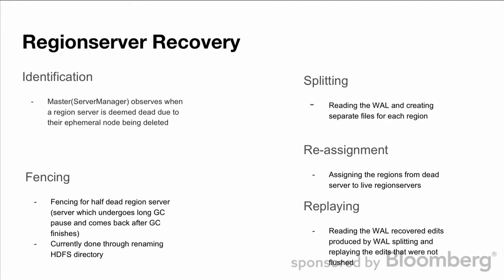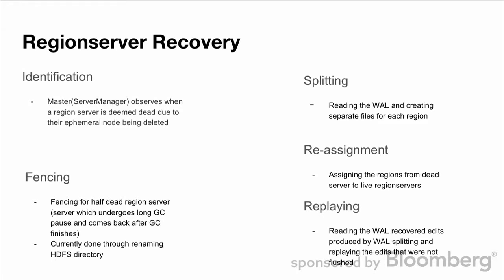That is done through the WAL directories recognition. We scan all the WAL directories of the region servers and see what is reporting to us as currently live, and what WAL directories we have for which we don't have a live region server. So that's the first step, identification. Then the second step is fencing.